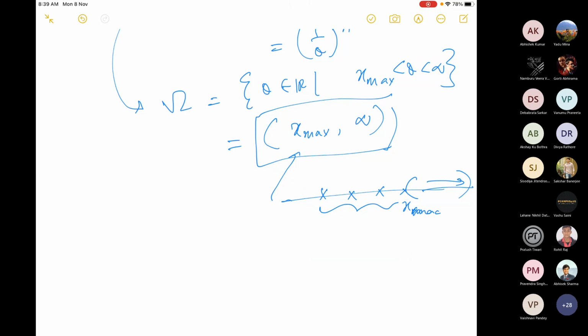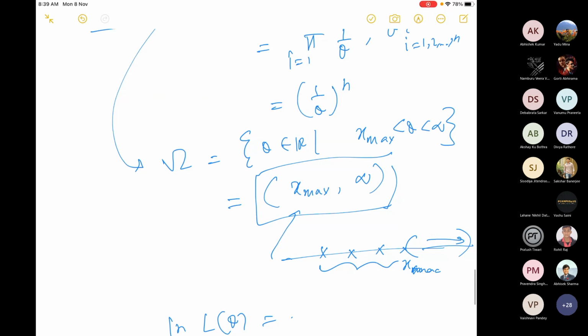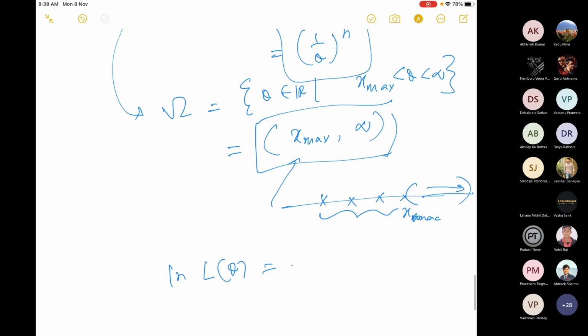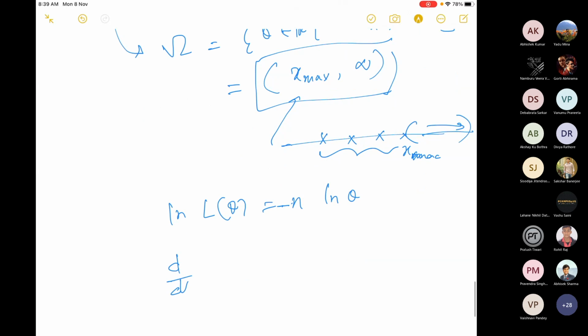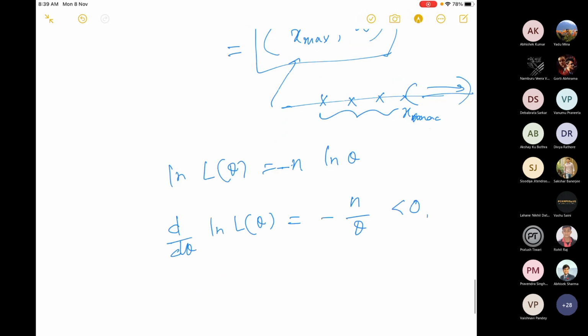Now what is my log L theta? This is 1 by theta to the power n, so if I take the log, it is minus n times log of theta. Now if I take the derivative d by d theta of log L theta, this is minus n by theta, which is less than 0, because theta is positive and n is of course positive. So what you observe is that this is a decreasing function of theta.